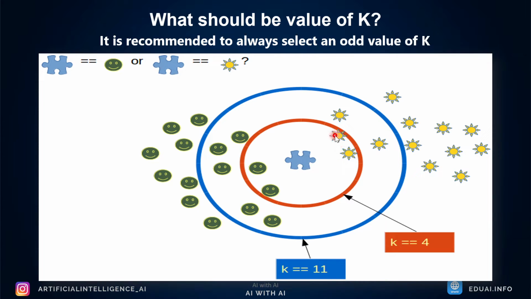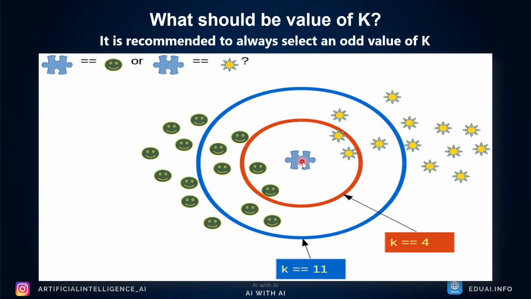If you select even numbers, see what's happening here. The red circle shows the even case, so the value of k here is 4. This is a new data point, and we need to categorize it either as a smiley or as a sun. That is what we need to classify, right? If I select k equal to 4, then you see two smileys and two suns, and again there is confusion. There is a tie. I cannot decide what type it belongs to.